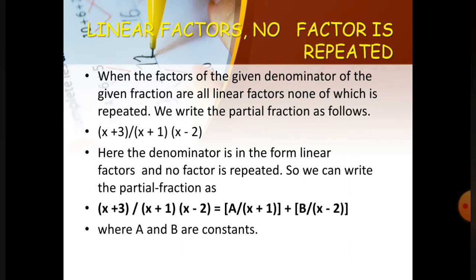Here we have two different linear factors. Then we need to use two constants. The expansion for this case is A by one of the factors, that is x plus 1, plus B by the remaining factor x minus 2, where A and B are constants. Suppose if we have three different linear factors, then we need to use three different constants.